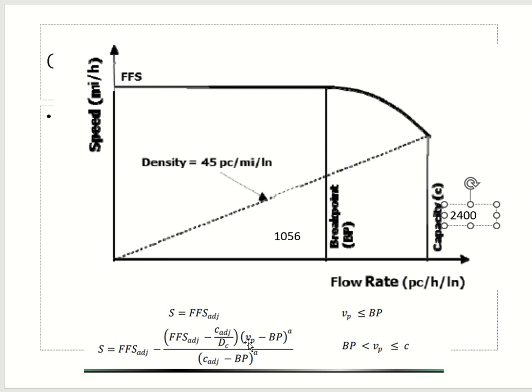But they must be between what? They must be between the breakpoint and the capacity. So you cannot select a Vp of 2500, or a Vp of 900. 900 is here and 2500 will be after capacity, which is not possible. So you have to select a few more values of Vp between the breakpoint and the capacity.